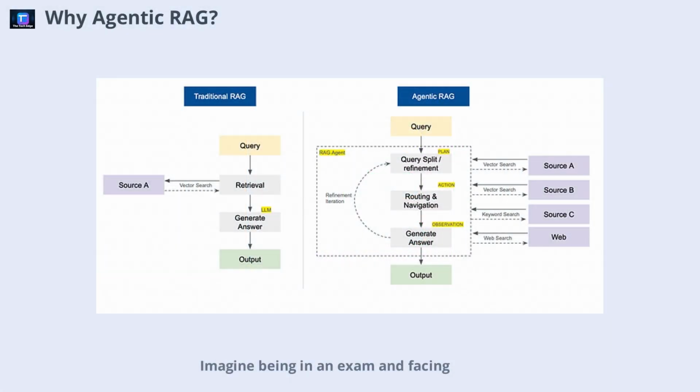Imagine being in an exam and facing a question that's not in your syllabus. In real life, you can't just ask for free marks. Similarly, when users interact with AI systems, they often ask questions outside the system's knowledge base. Traditional Retrieval-Augmented Generation (RAG) systems struggle with these out-of-syllabus queries.